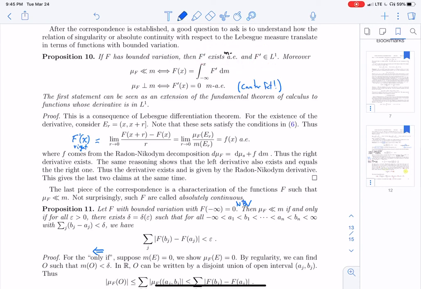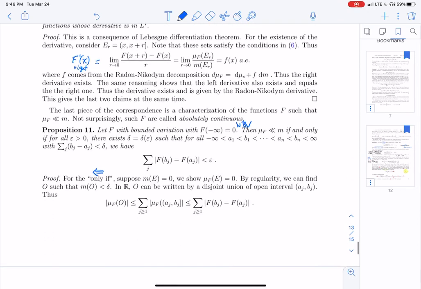I'm not sure about this assumption here that f prime belongs to L1. This is probably only if you get a finite measure. So I should take that with a grain of salt. All right, thank you.